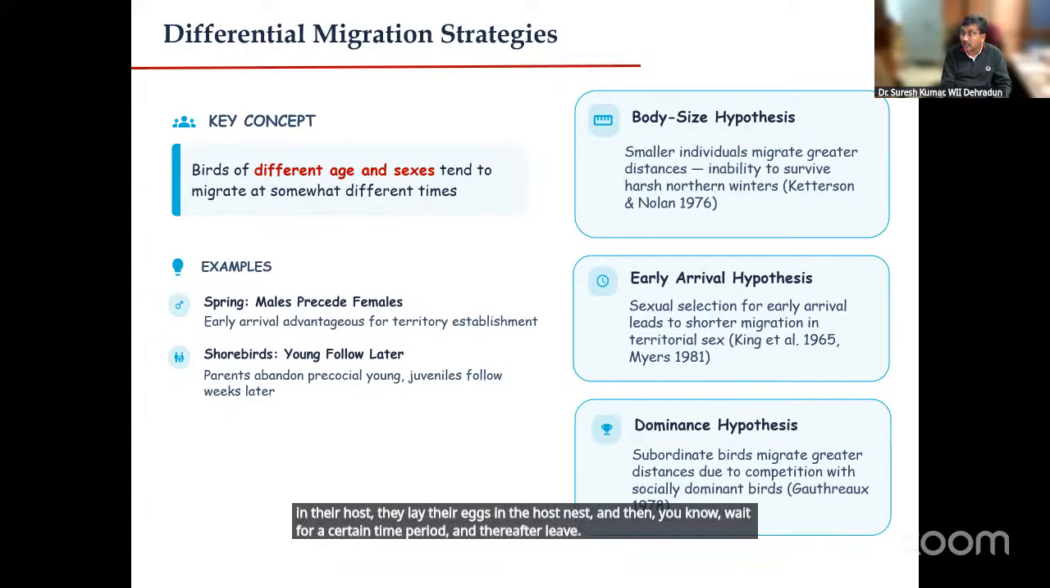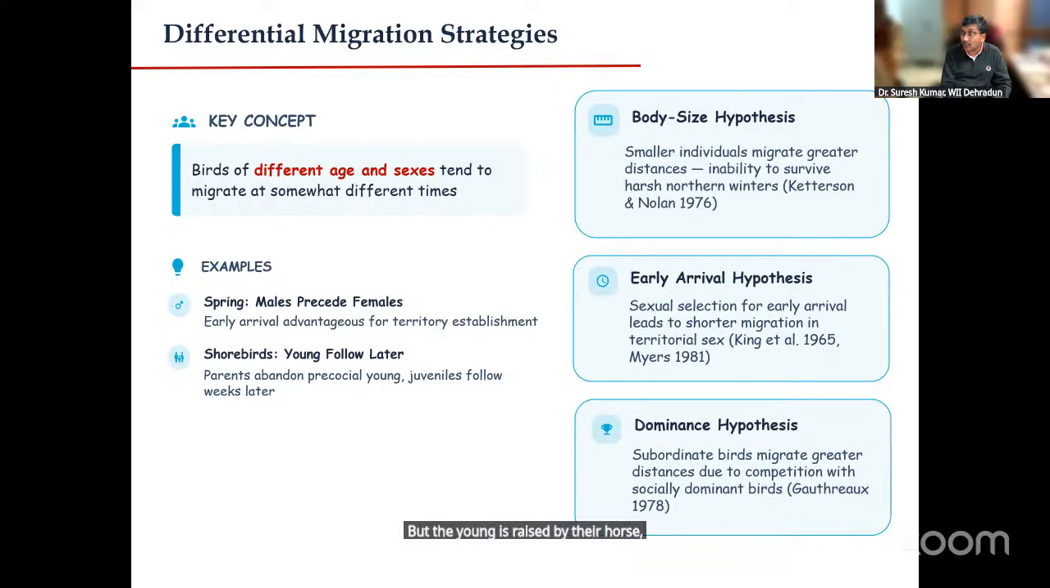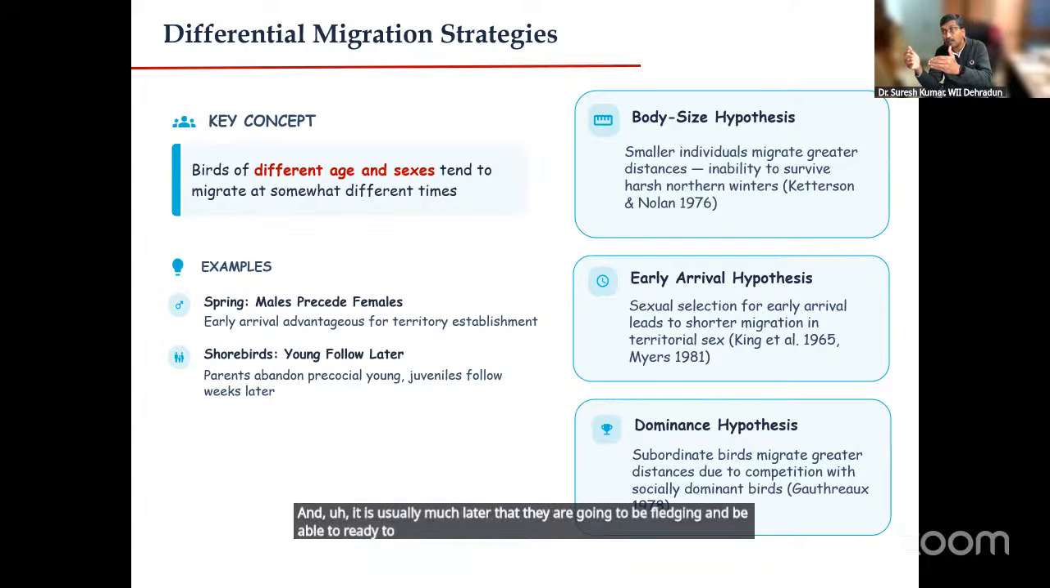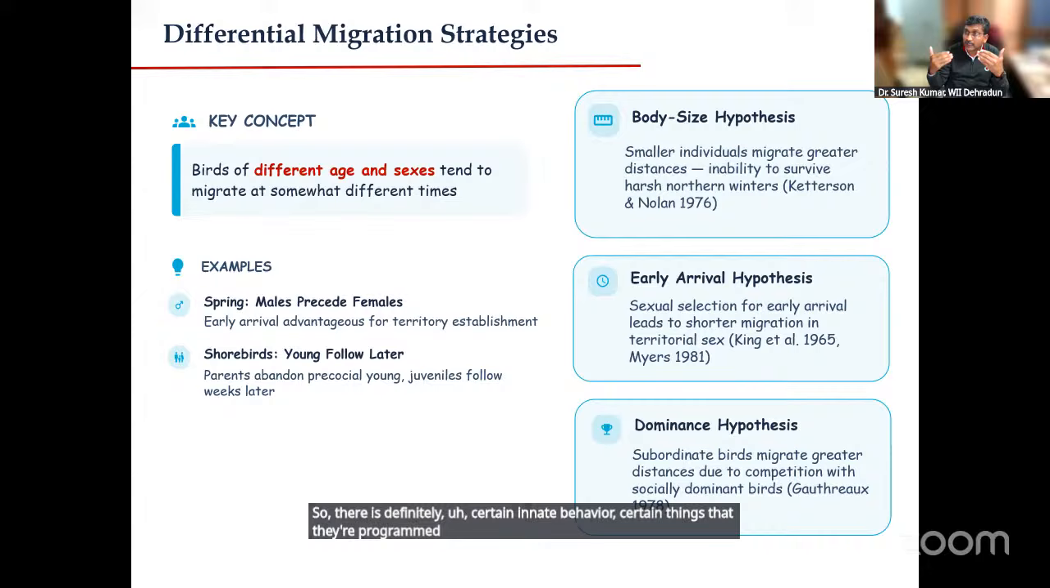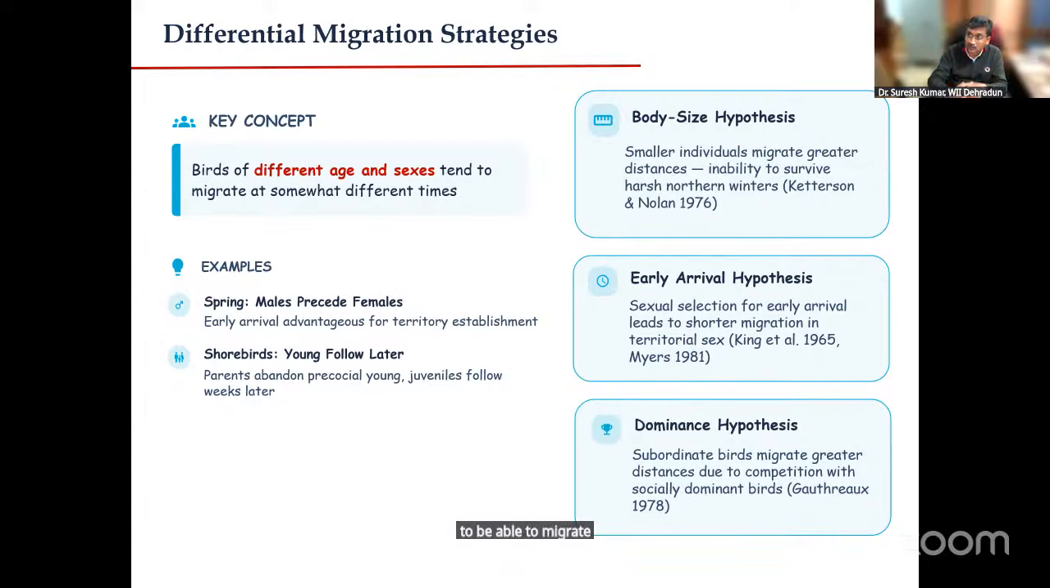But as the young are raised by their hosts, it is usually much later that they are going to be fledging and ready to fly. So the young are usually leaving much later, and they are on their own. So there is definitely certain innate behavior, certain things that they're programmed to be able to migrate to these certain routes. So it's a very, very interesting example.